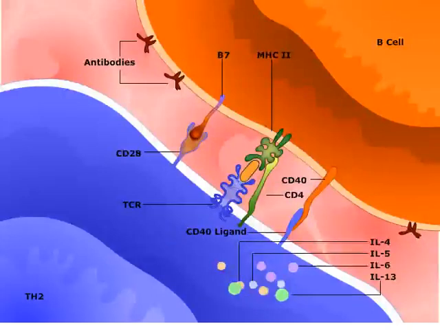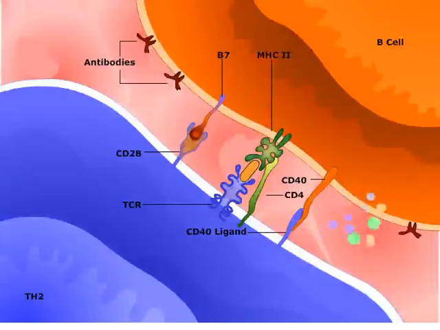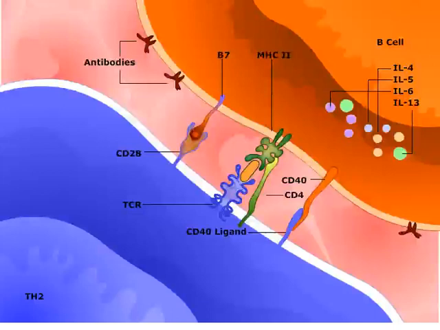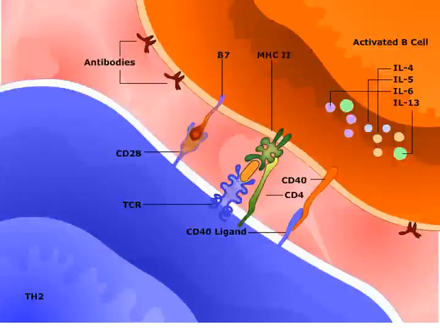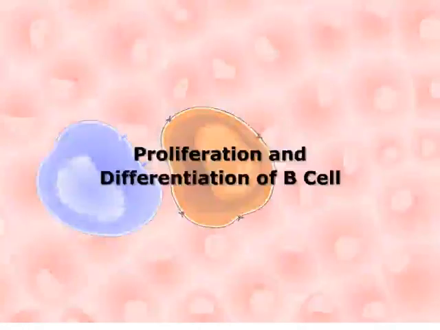The final signal delivered by the T helper 2 cell is the release of cytokines into the B cell, which include interleukin 4, interleukin 5, interleukin 6, and interleukin 13. This induces the differentiation of B cells into antibody-secreting cells and memory cells. Notice the turn of events.